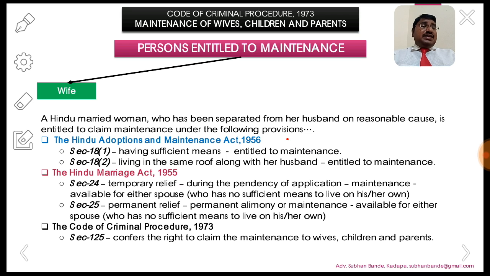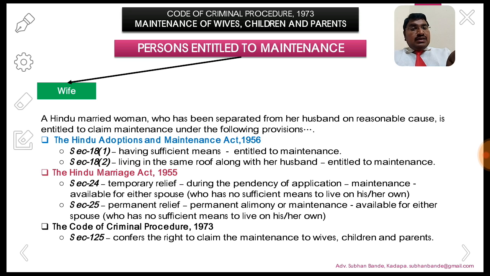The name of the legislation itself says that a wife, even though she has sufficient means for her livelihood, has the right to entitle the maintenance as under section 18 subsection 1 of Hindu Adoptions and Maintenance Act 1956.